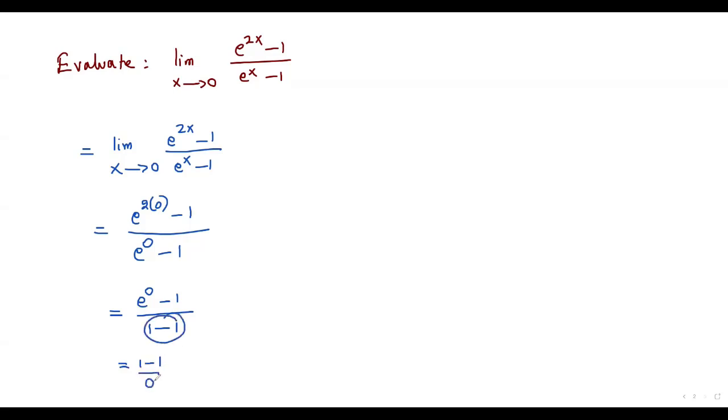Because 1 minus 1 is 0, and when I simplify this, again I'm getting 0. So 0 over 0, what is it called? It's called indeterminate form. Whenever we divide 0 by 0, it's called indeterminate form. So it should not be considered as the final answer when we evaluate a limit.